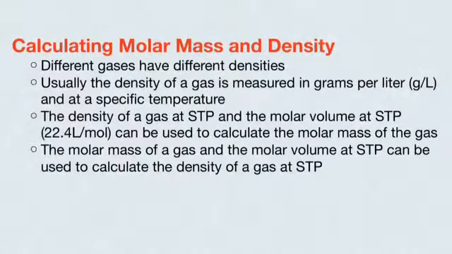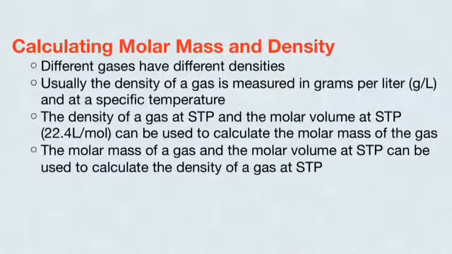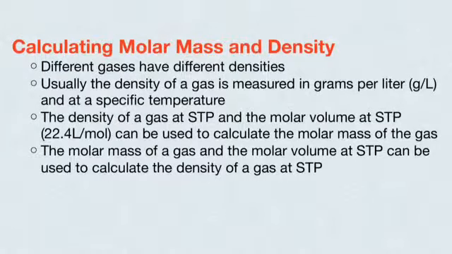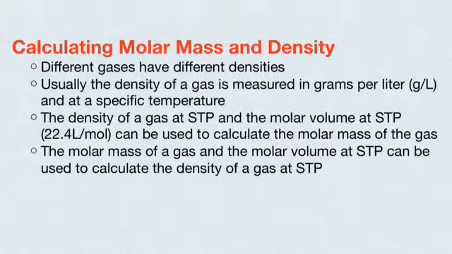Calculating molar mass and density. Different gases have different densities. Usually the density of a gas is measured in grams per liter at a specific temperature. The density of a gas at STP and the molar volume at STP can be used to calculate the molar mass of the gas. The molar mass of a gas and the molar volume at STP can be used to calculate the density of a gas at STP.